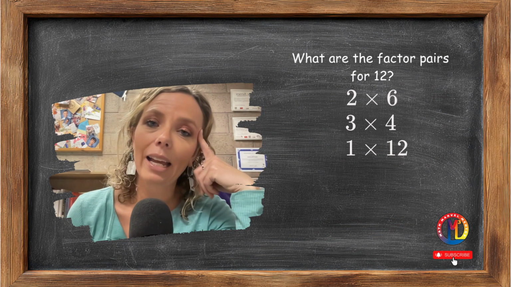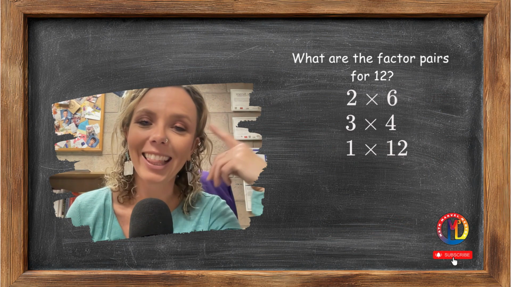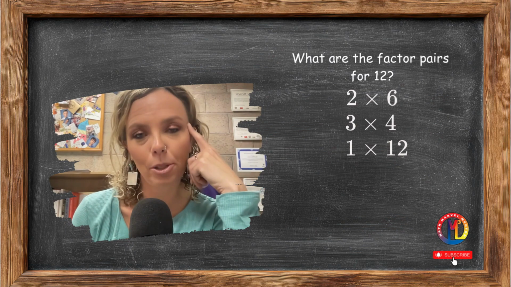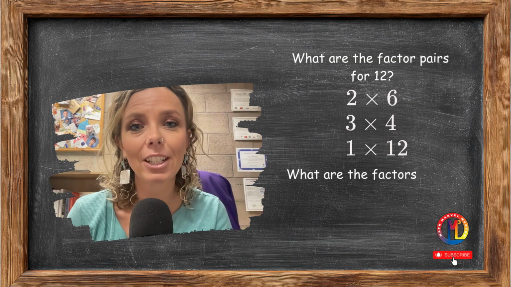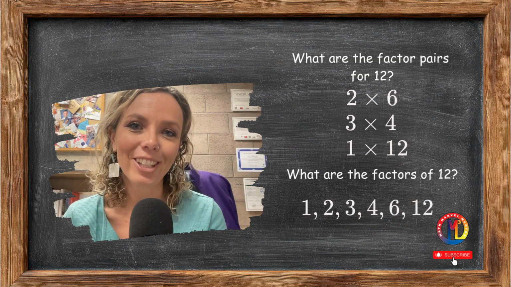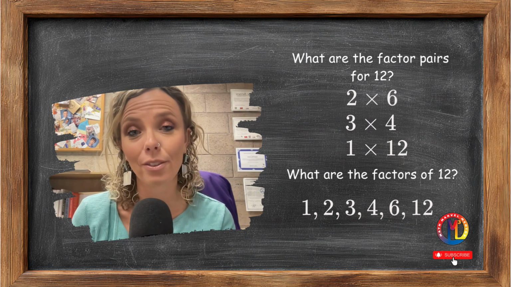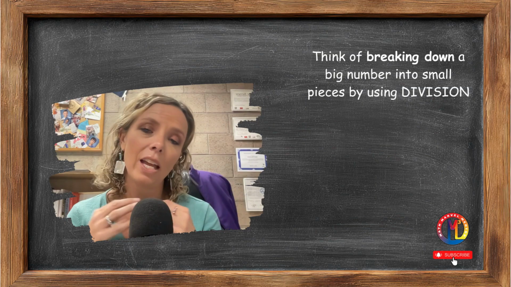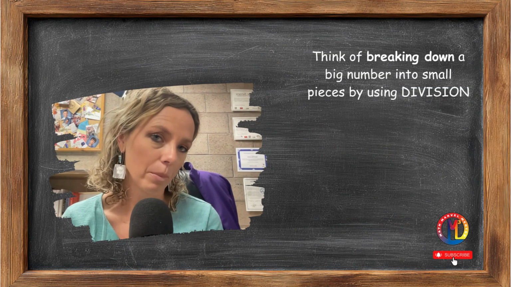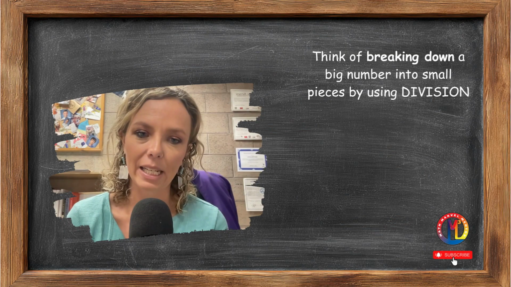So if I'm asked what are my factors, I like to think of what are the pairs, what times what equals 12, and then I can list all of my factors. The factors of 12 would be 1, 2, 3, 4, 6, and 12. So remember, factors, we want to think of taking that big number 12 and then breaking it into smaller numbers. You're breaking it down into smaller pieces.